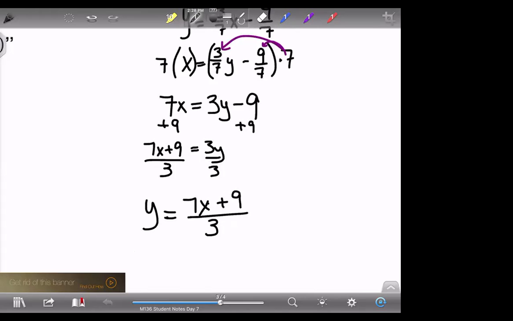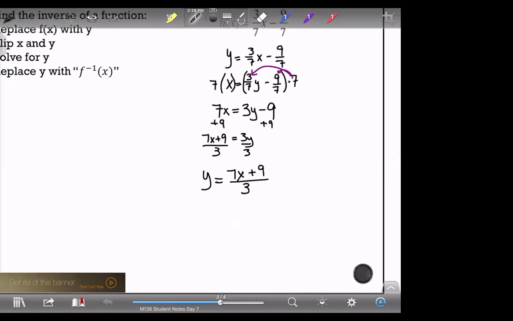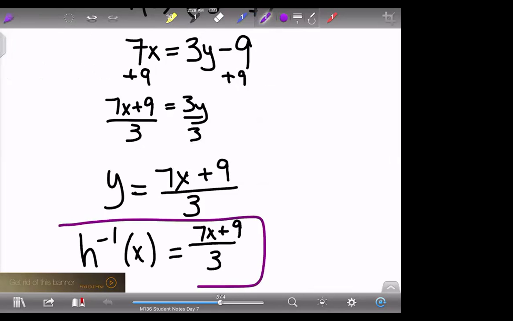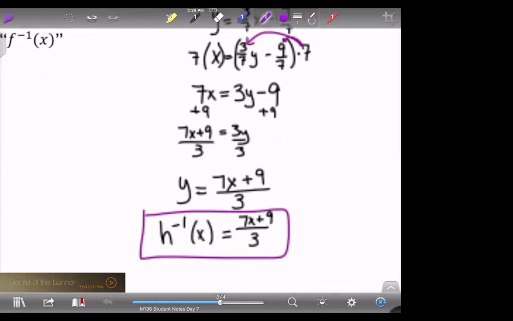So hopefully when you solve for y, you got 7x plus 9 all divided by 3. And then when you write that in inverse notation, you want h inverse of x equals, and then the 7x plus 9 all divided by 3. And that right there is your final answer.